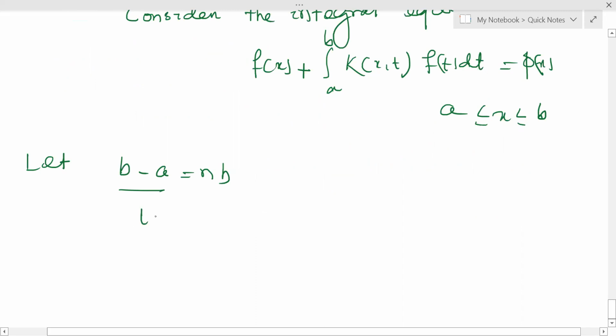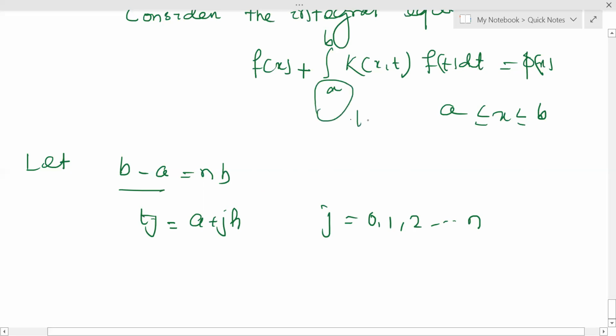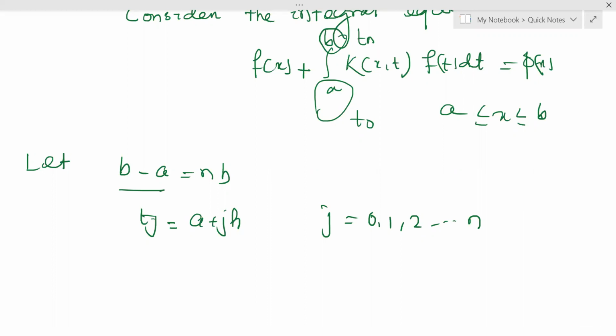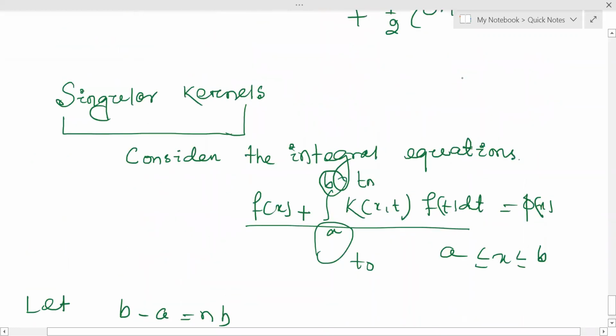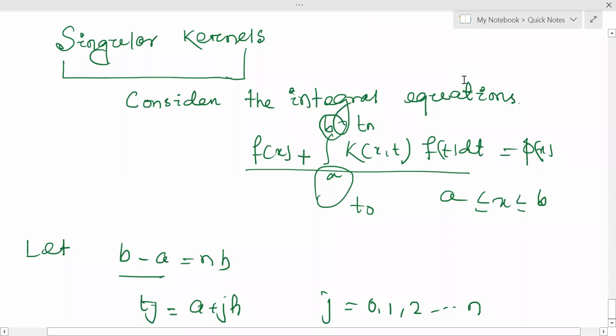t_j is equal to a plus jh, and the j value is 0, 1, 2, up to n. So t_0 is a, the initial point, and the upper limit value is t_n. So this function f(x) we can define here and put in the kernel equation. We have to consider k(x,t).